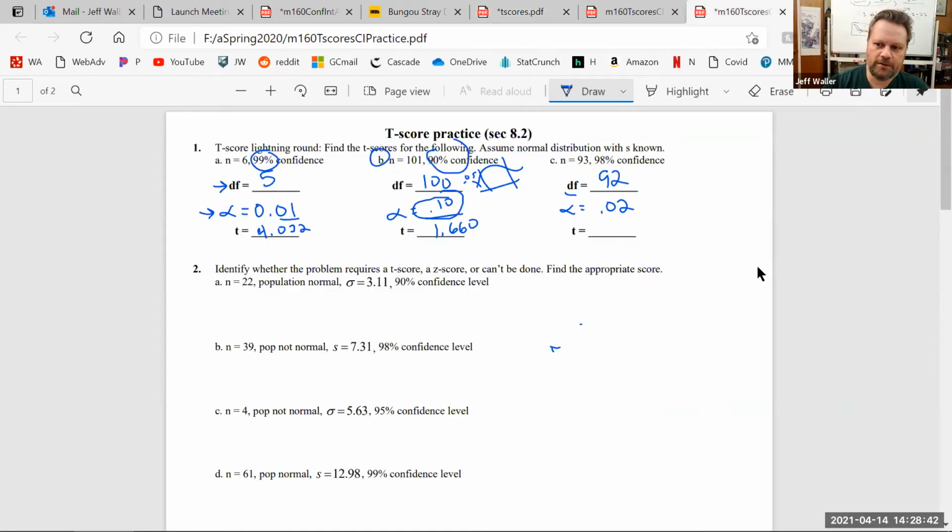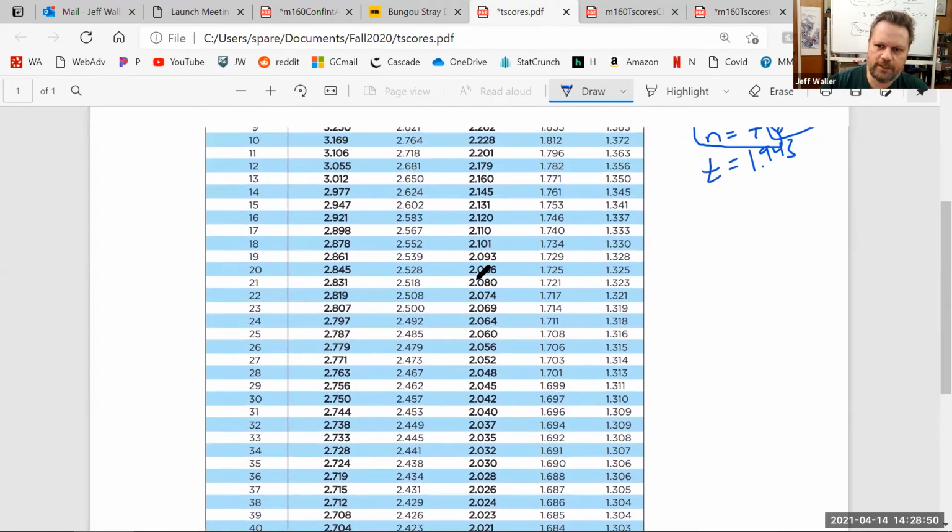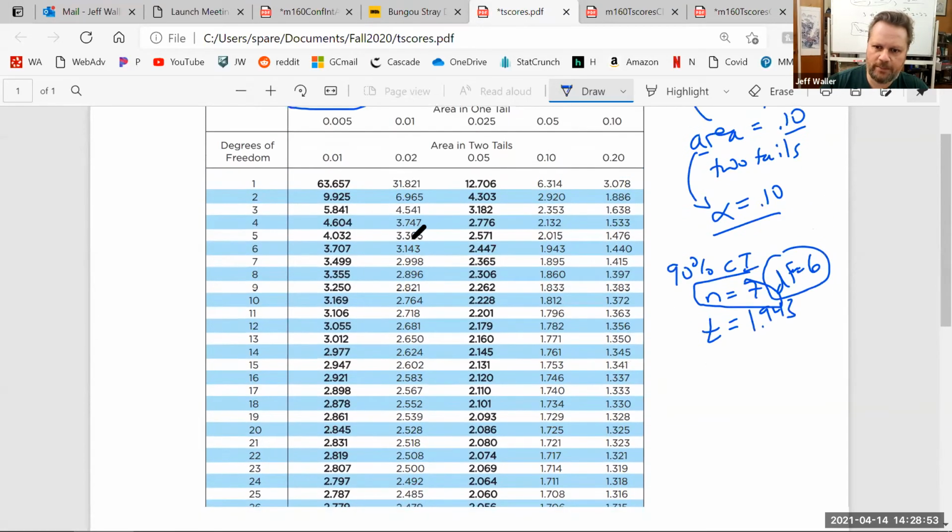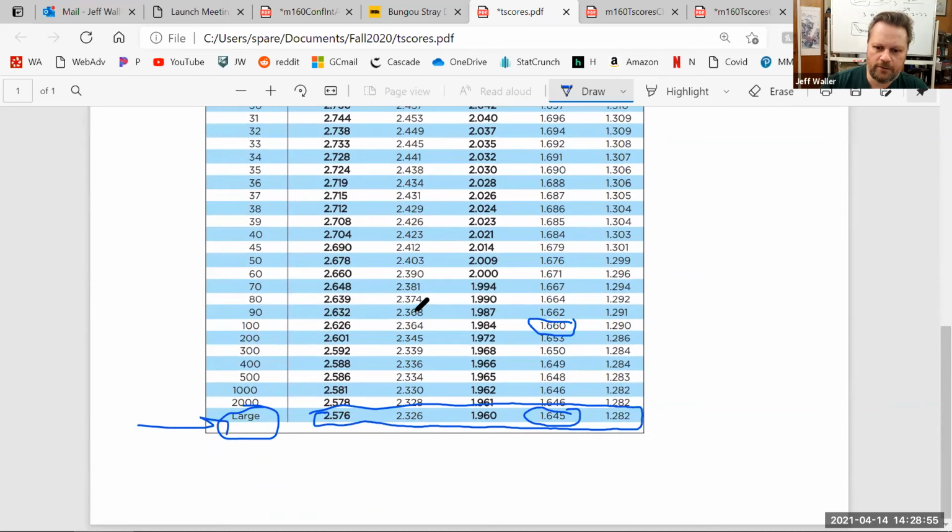Since we're using this chart, I'm going to have to say, okay, let me make that 90. Oh, I already forgot which column I'm in. There I am. So we go to 90. I'm going to use this t-score, 2.368.